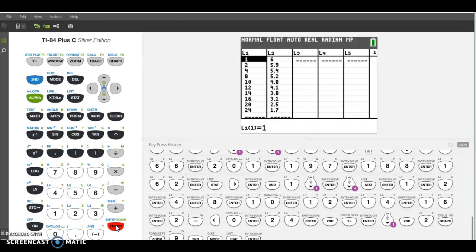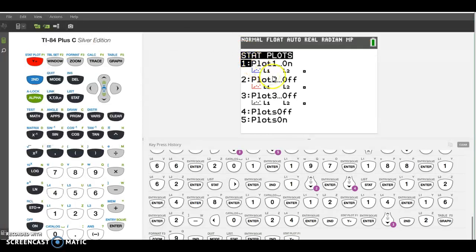Now we're analyzing 2 different things: the number of contact lenses, and then the price of those lenses. Once you have your data in, if you have to pause the video at any time, feel free. Like we did in class today, we need to make sure that our scatter plot is on. To make sure your scatter plot is on, you hit second, y equals. Your other ones should be off. If they are not, click on them and go to off.